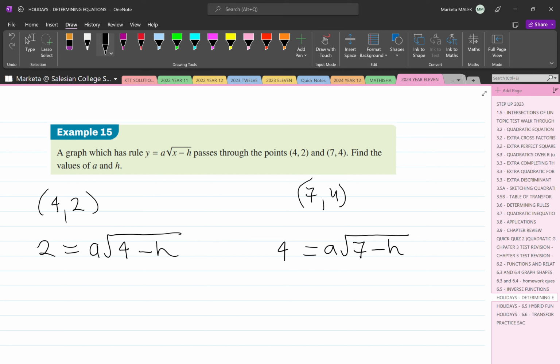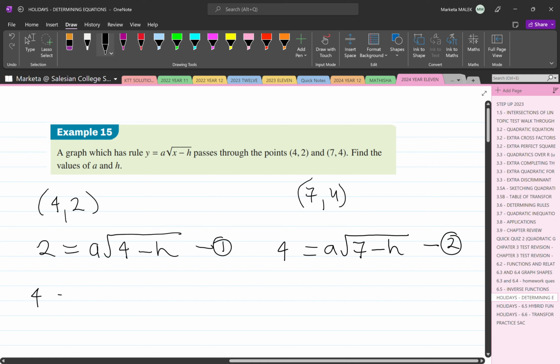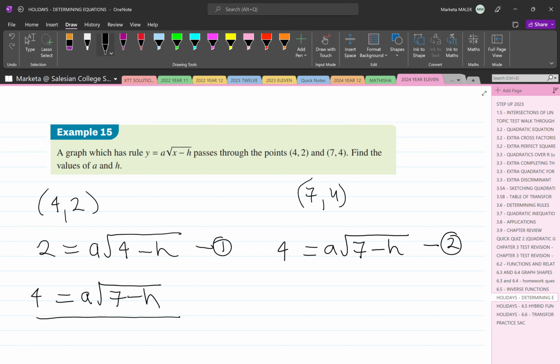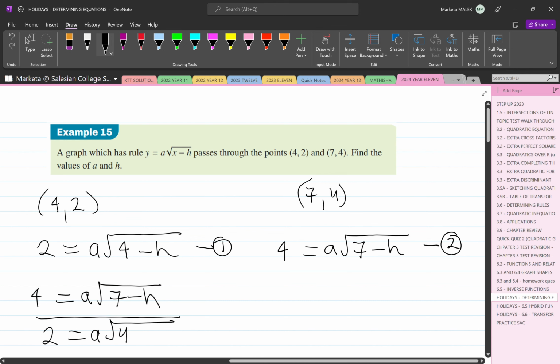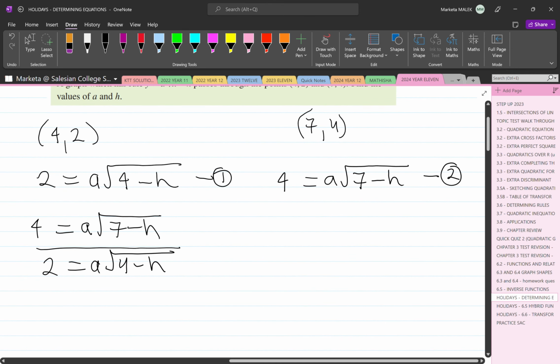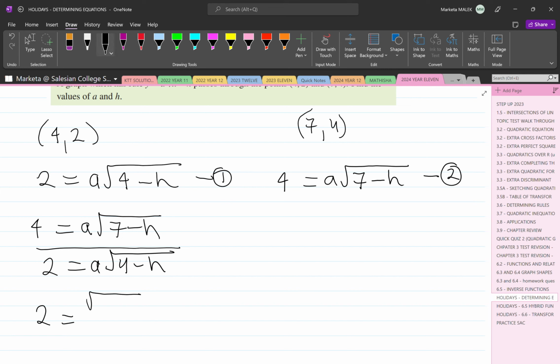So now that we've got that, they're simultaneous equations. So I'm going to divide these simultaneous equations. So let's say this is equation 2, and this is equation 1. So actually I'm doing equation 2 divided by equation 1. So that's going to be 4 equals a root 7 minus h, divided by 2 equals a root 4 minus h. And then, of course, this is going to eliminate a. And now I'm going to get 2 equals root 7 minus h over root 4 minus h, and we can square both sides.